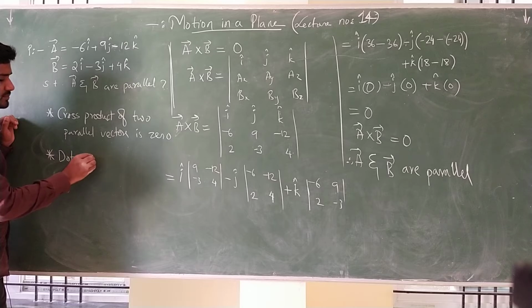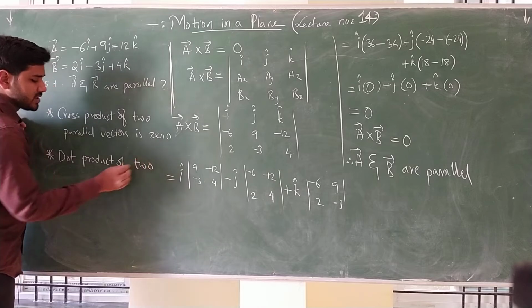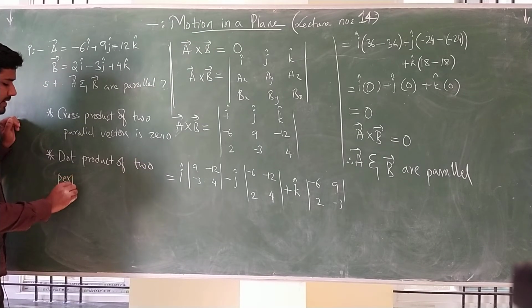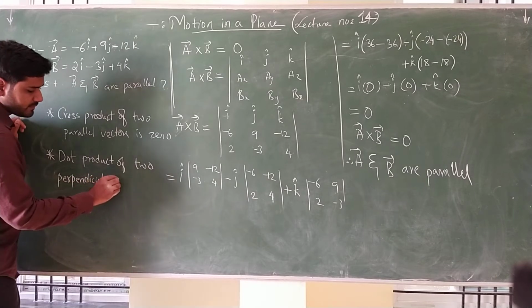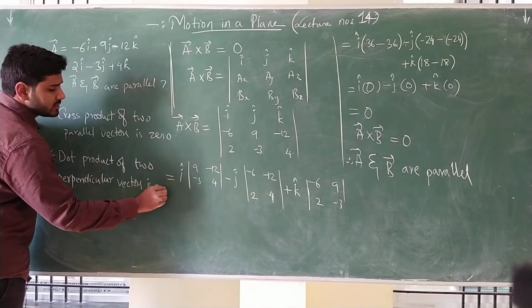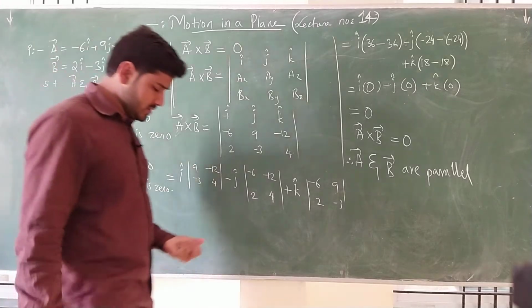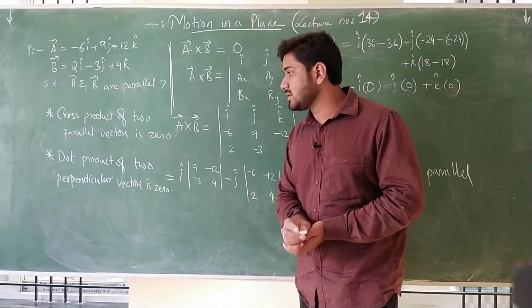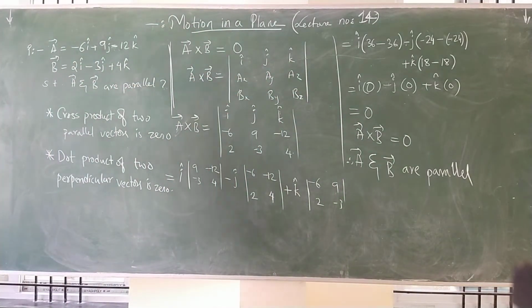Dot product of two, take down into your notes, perpendicular vectors is 0. Understood this? Okay, the cross product of two parallel vectors is 0 and the dot product of two perpendicular vectors is 0. Dot product and cross product both are different things, don't get confused in that. Okay.